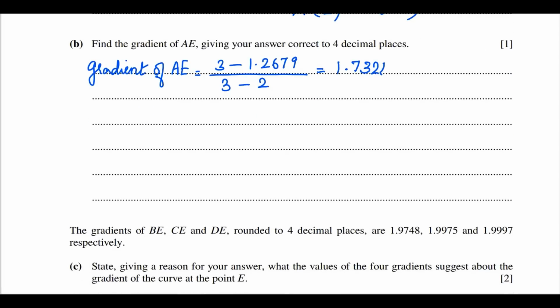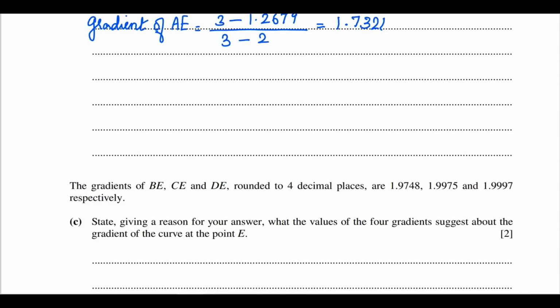Next part of the question is the gradients of BE, CE and DE rounded to 4 decimal places are 1.9748 and 1.9975 and 1.9997 respectively. State, giving a reason for your answer, what the value of 4 gradients suggests about the gradient of the curve at the point E.